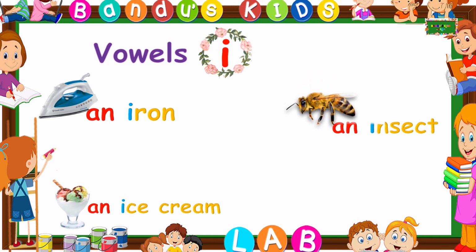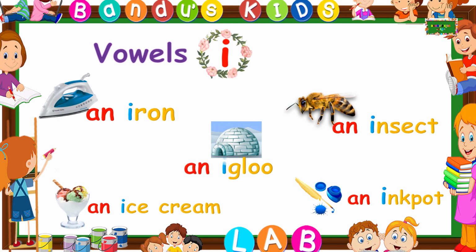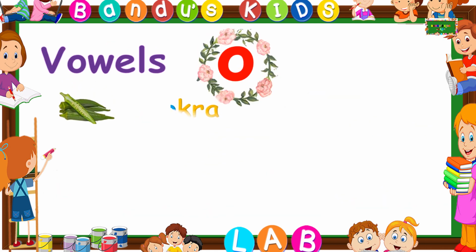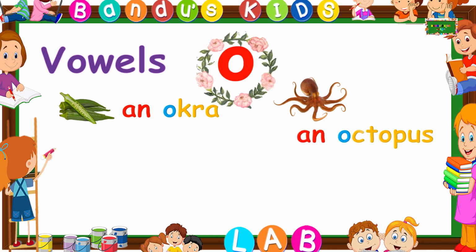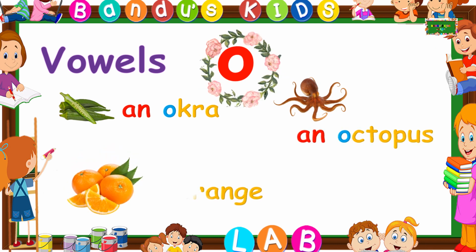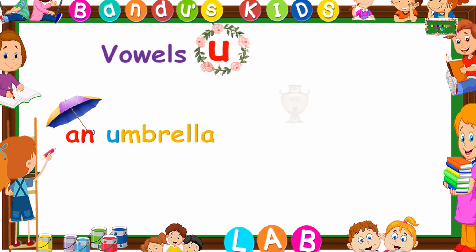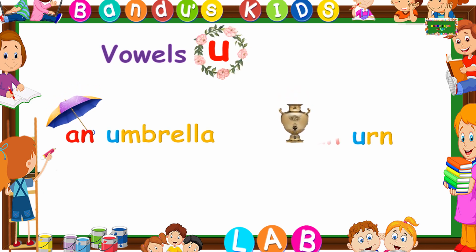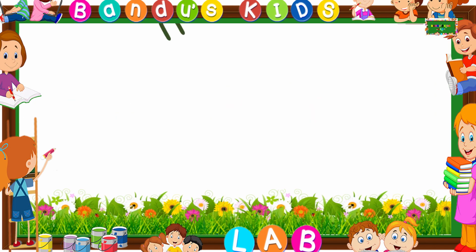an insect, an inkpot, an igloo, an okra, an octopus, an orange, an umbrella, an urn. Now let's learn where we have to use A.